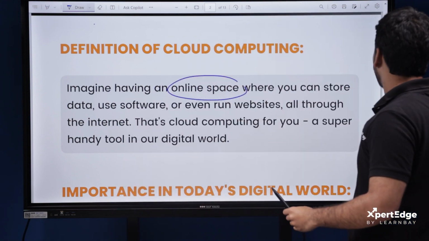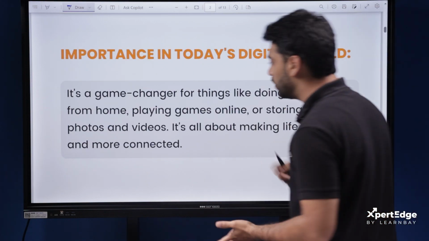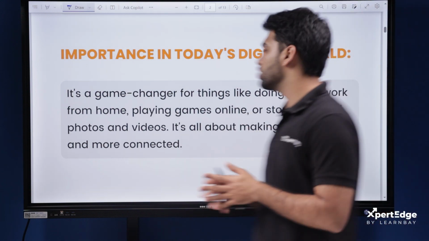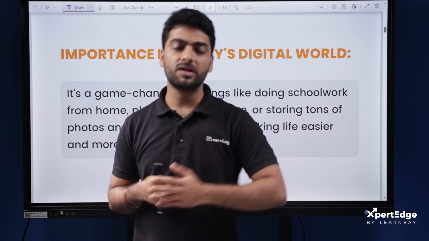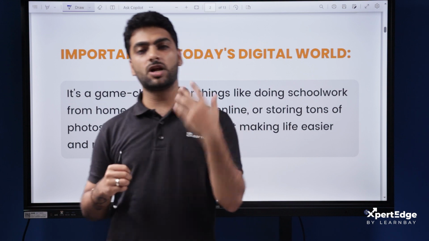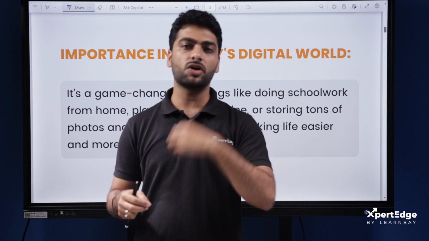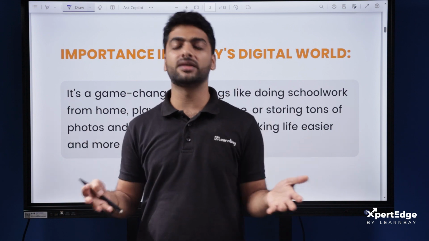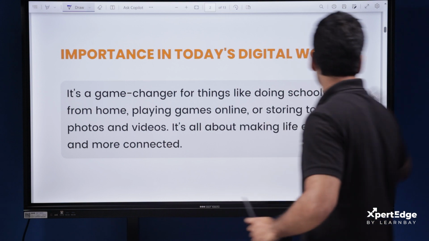Now what is the importance of cloud computing in today's digital world? It's a game changer for doing schoolwork from home, playing games online, and storing tons of videos and photos, and it's all about making life more connected and easier. Collaboration is possible, and there is a lot of flexibility and scalability. There are lots of other advantages like flexibility, scalability, collaboration, the interface, and tools integration. There are lots of benefits of cloud computing, right? Collaboration is also one of them.